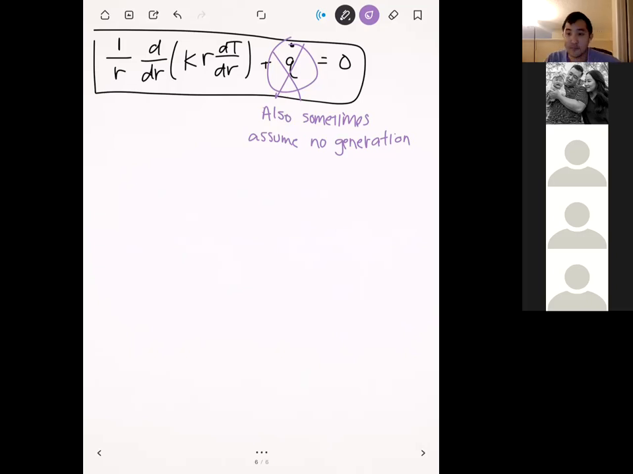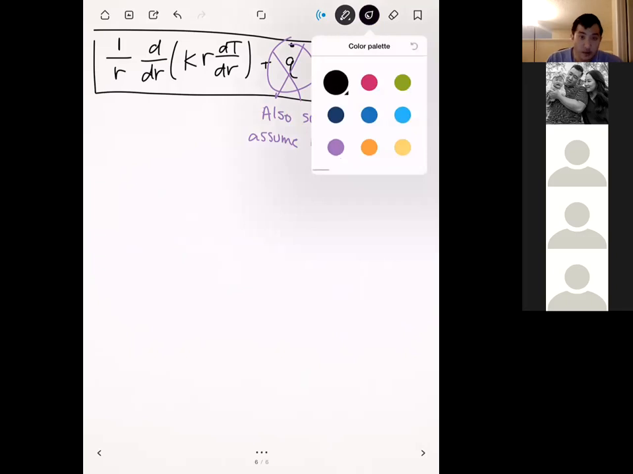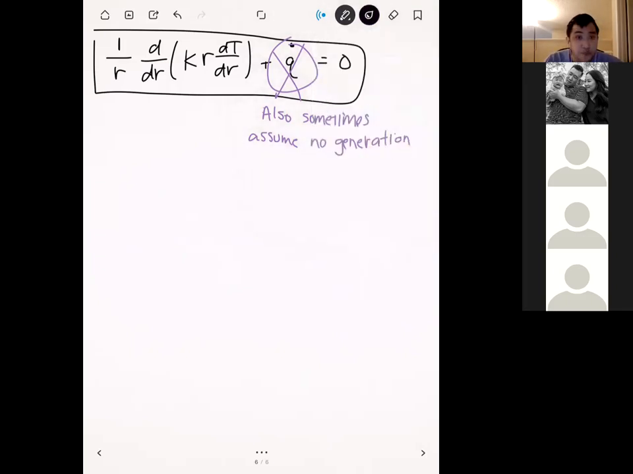So the assumptions that we used are: assume steady state, so that our partial derivative with respect to time goes to 0; 1D, so we can get rid of our z; radial, to get rid of our thetas; and then no generation to get rid of the q dot. Exactly. Okay. So that's the heat equation that we can start with, and so let's also compute the heat transfer rate.